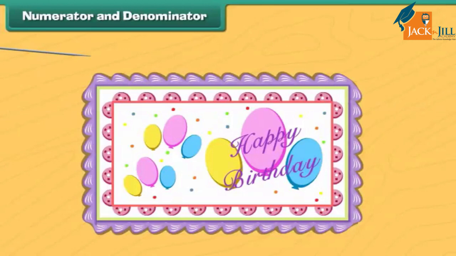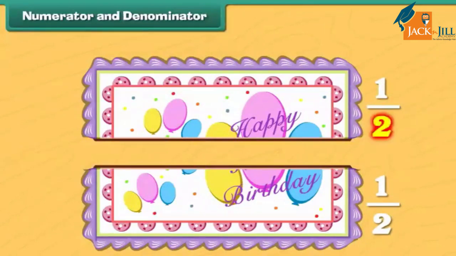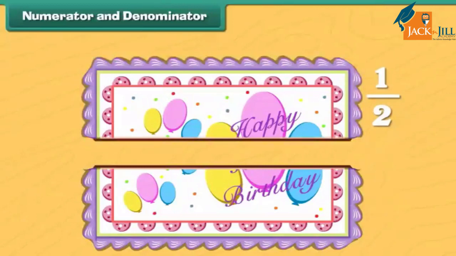Here is a whole birthday cake. Let's cut it into small pieces. Now, if we cut the cake from the middle, we get 2 equal size pieces. Each piece is 1/2 of the whole cake. We can write that as a fraction. This number, called the denominator, tells us the total number of pieces that make up one whole. The top number is called the numerator, which shows the number of parts. So, this is 1/2 of the cake.